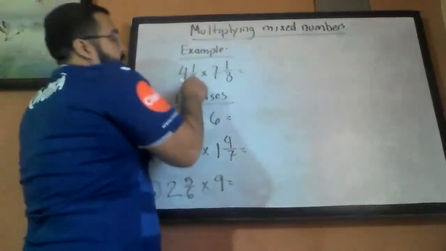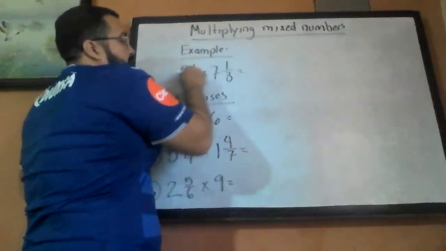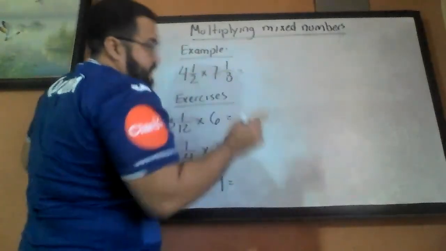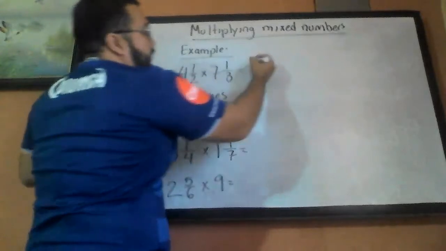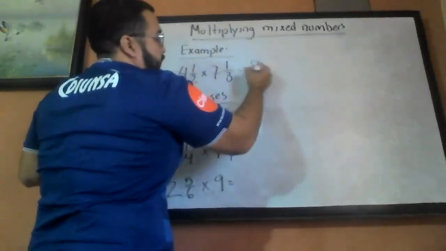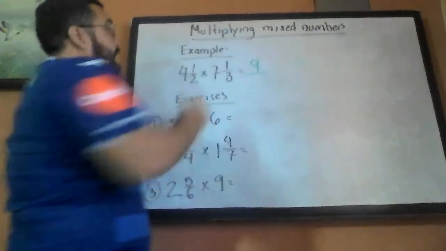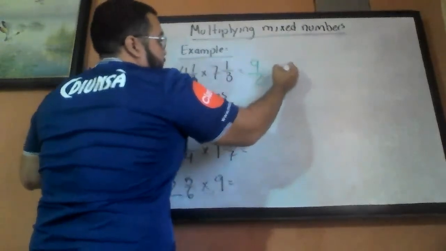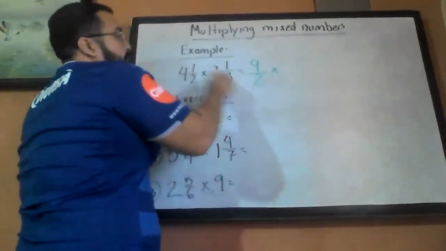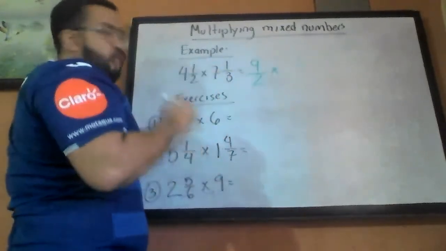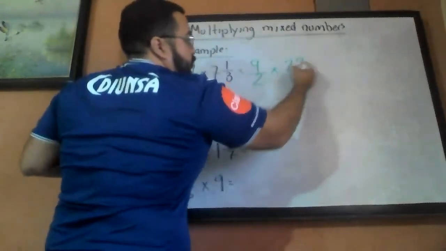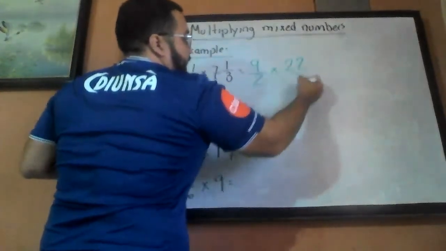We're going to multiply the denominator times the whole number plus the numerator. 2 times 4, 8. 8 plus 1, 9. And the 2 is always going to be the same. Times 3 times 7, 21. Plus 1, 22. And the denominator is the same.